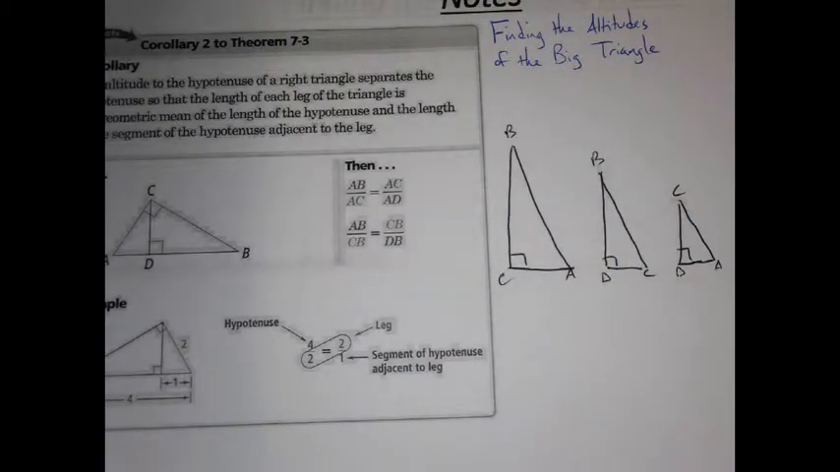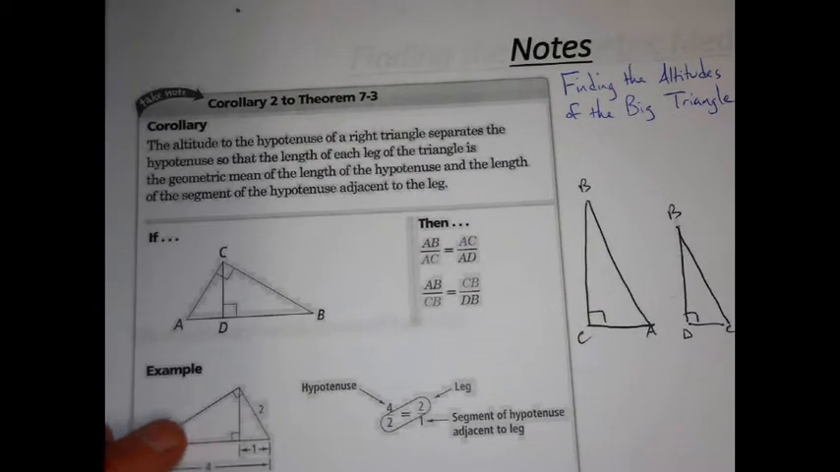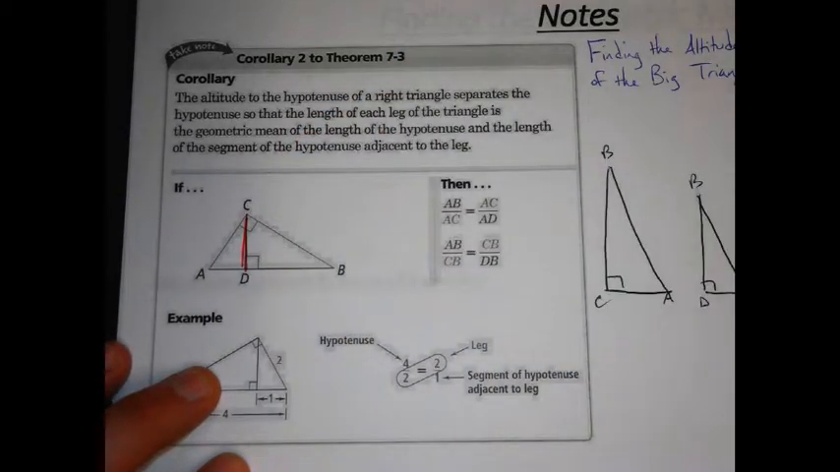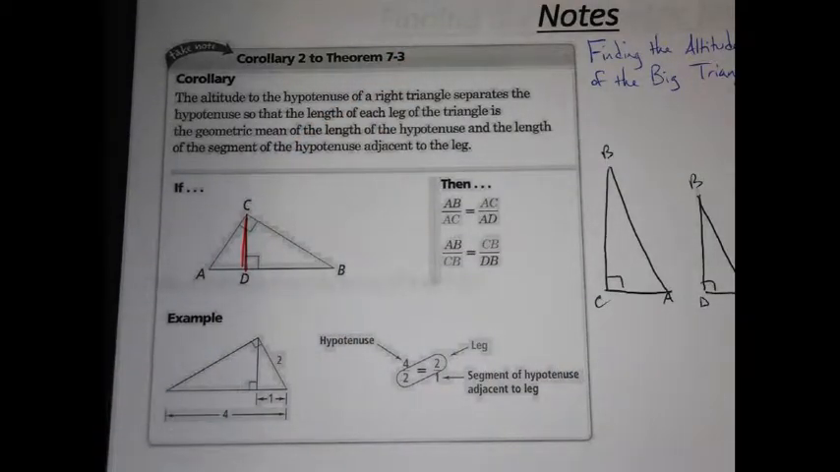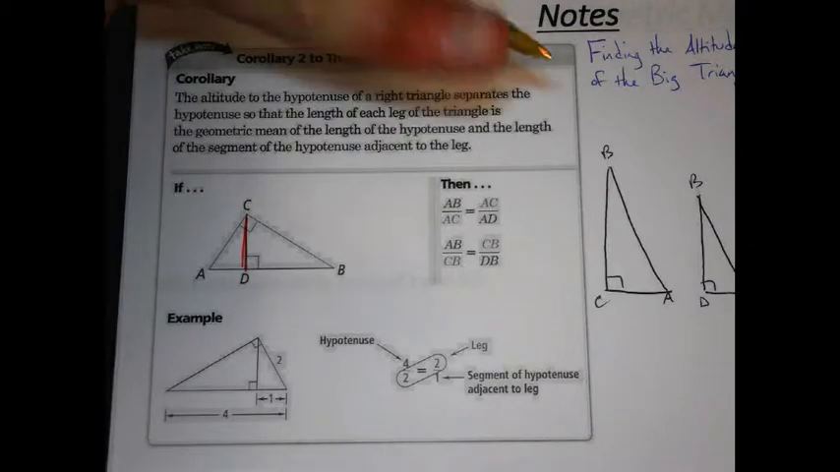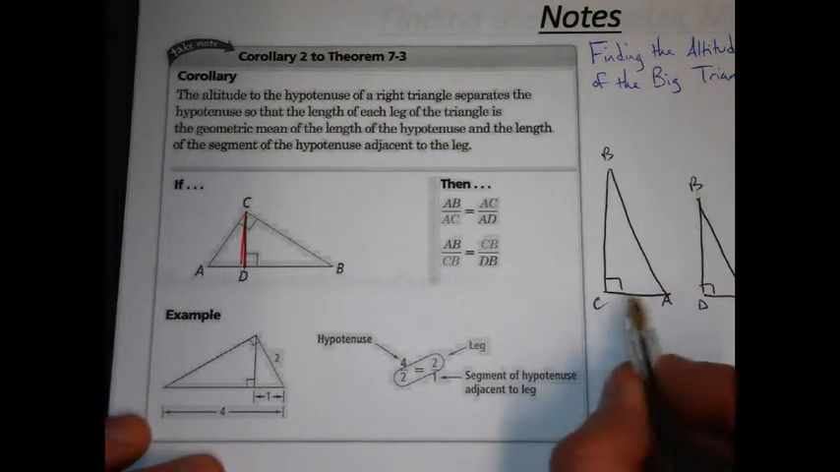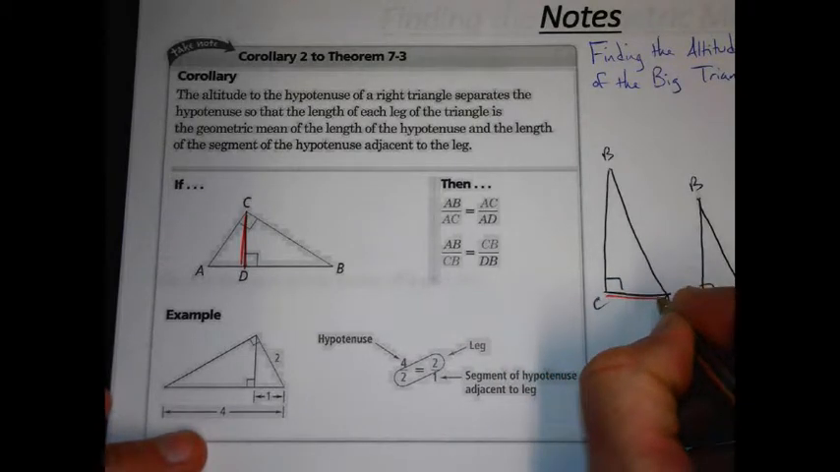So this is all about the altitudes of the original right triangle. In the previous note, we saw that the altitude was CD. Well, what is another altitude of the original right triangle? Another altitude is actually CA. Okay, so the other altitude is CA.